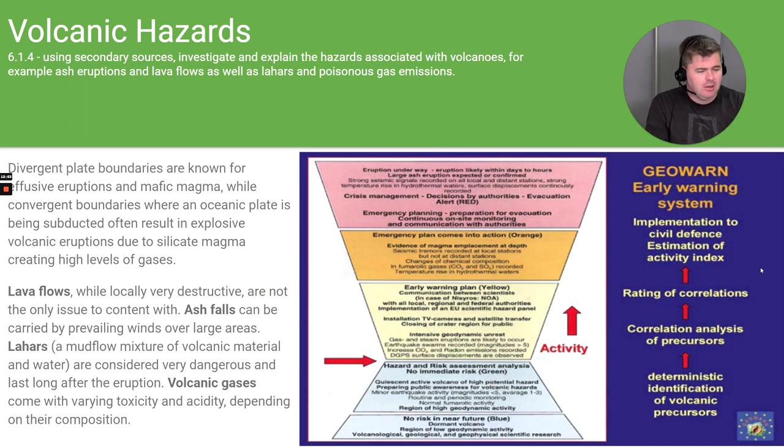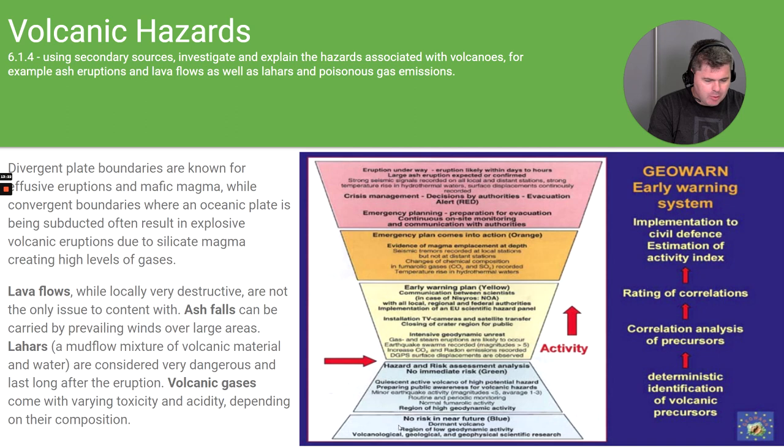And then finally, implementation to civil defense, estimation of activity index. So in essence, they're trying to gauge what kind of response they're going to give. Is it a full-blown evacuation? Is it just a warning to stay out of this area? Do they need to perform an emergency explosive action on the side of the volcano and try and lance it so magma comes out at the side? Or do they just leave it alone and ignore it?